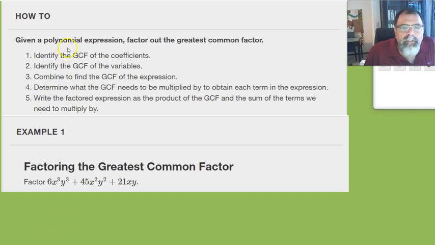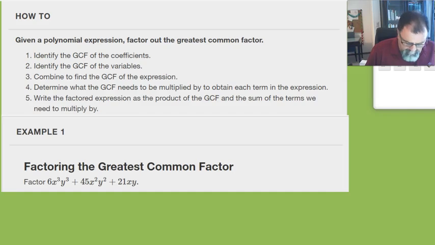Okay, so here's the procedure outlined in the book. Your first step is you're going to identify the GCF of the coefficients, kind of like I did with that previous example. Identify the GCF of the variables. So kind of think of it as 2 stages. Do the numbers, then the variables. Combine to find the GCF of the expression. Determine what the GCF needs to be multiplied by to obtain each term in the expression. Write the factored expression as the product of the GCF and the sum of the terms we need to multiply.